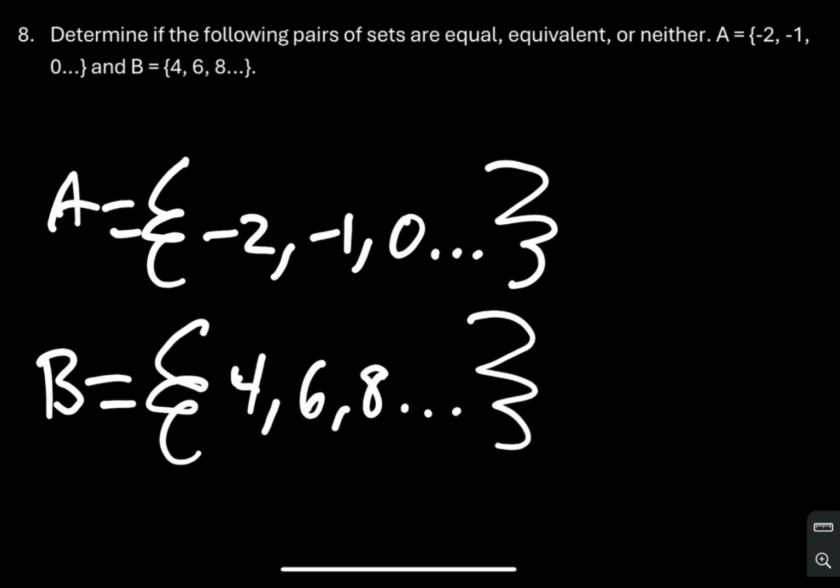So we know for sure that these sets do not have the same exact elements. Set B does not have a -2, a -1, or 0. So we know that these sets are not equal.